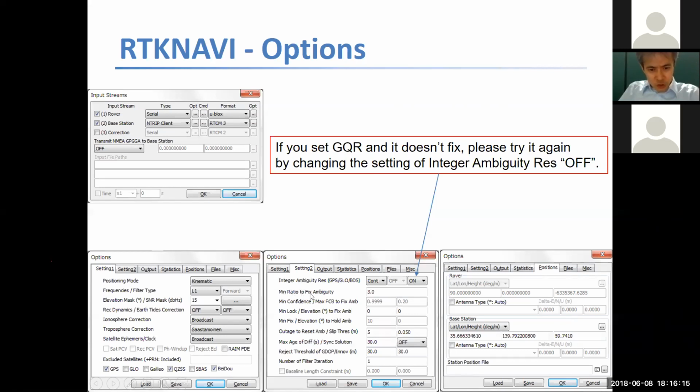For the minimum ratio test, the minimal ratio to fix ambiguity, we set 3. And for positions, please remember that you have to set up the precise base station position. This latitude, longitude, and height are the precise positions of our base station, and you have to set them up by yourselves. Of course, you don't need very precise positions. Maybe 1 meter or 2 meter deviations is okay. But of course, the rover positions will be deviated based on the errors of the base station.